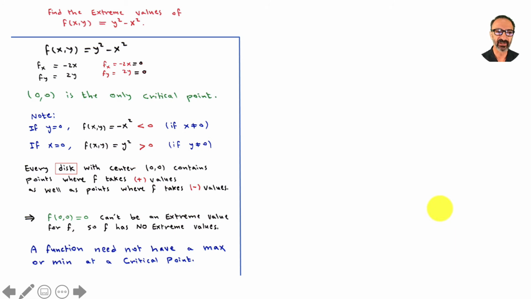So a function need not have a maximum or minimum. You know that, like in calculus 1, you could have a critical point where the first derivative equals 0, but it's neither max nor min. For example, y equals x cubed. It passes through the origin and goes back up, so it's neither max nor min.